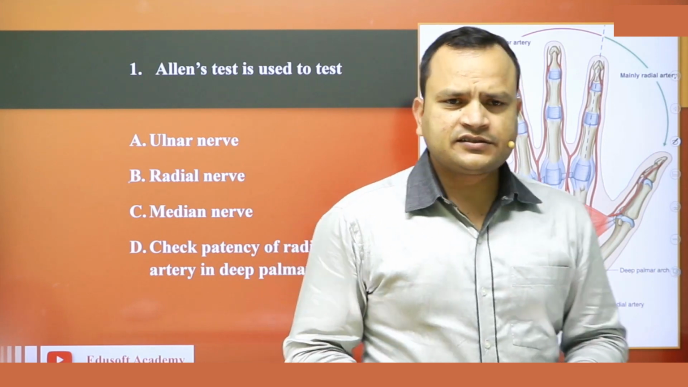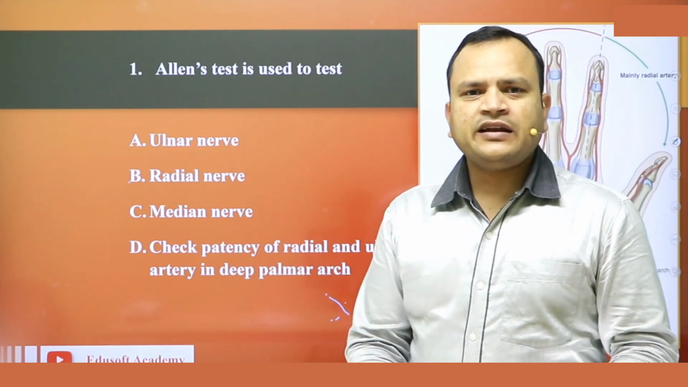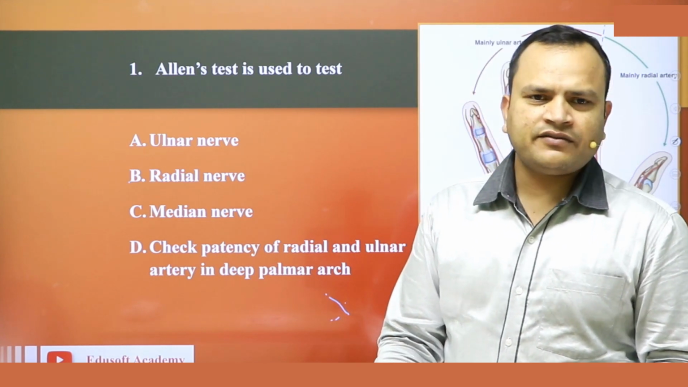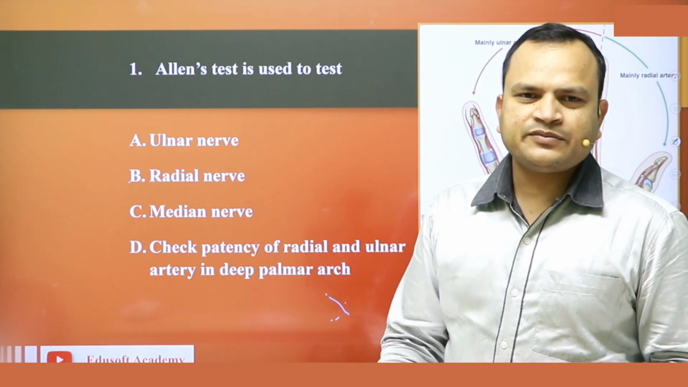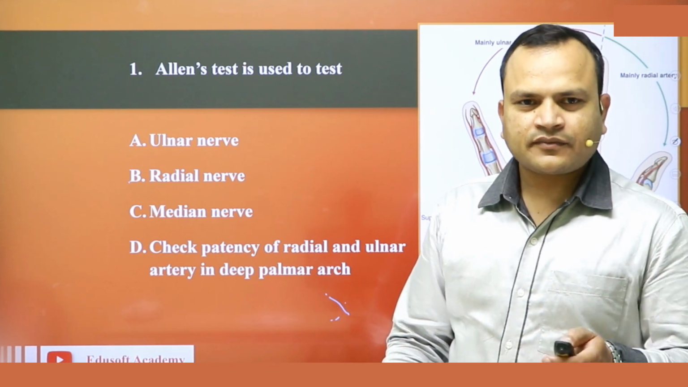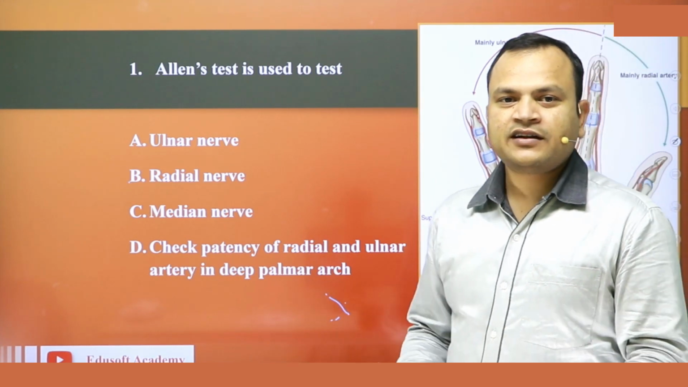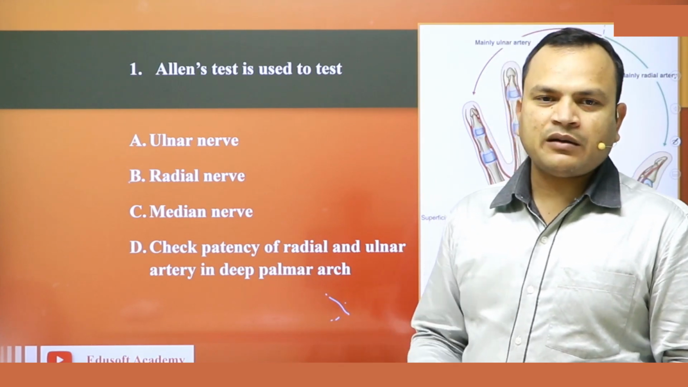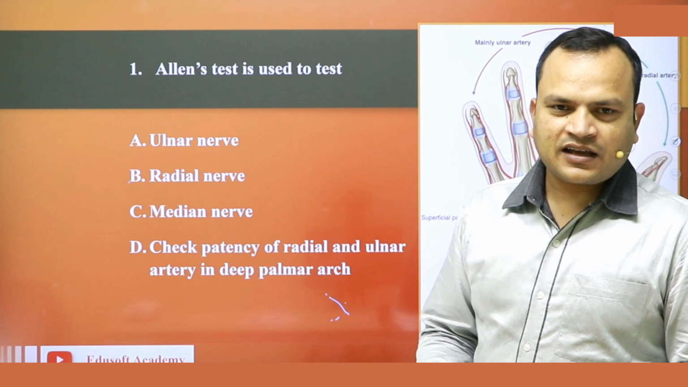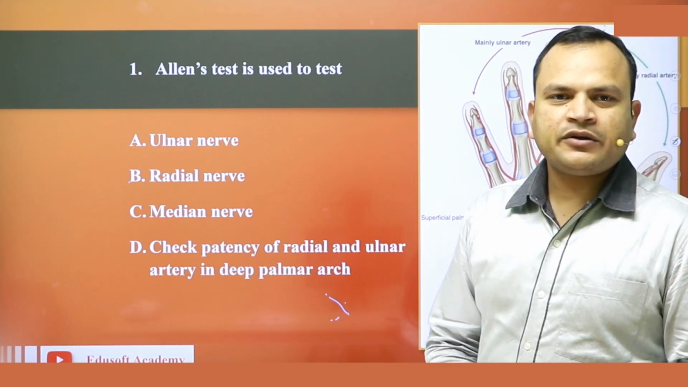Now coming to the options. The options are mainly ulnar nerve, radial nerve, and median nerve. Allen's test is basically for testing the arteries. Another confusing option that can be given is check patency of the radial and ulnar artery in deep palmar arch. So, it can be either superficial palmar arch or deep palmar arch. Coming to the second question.